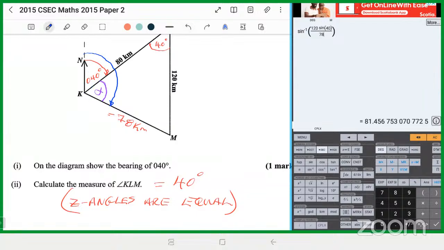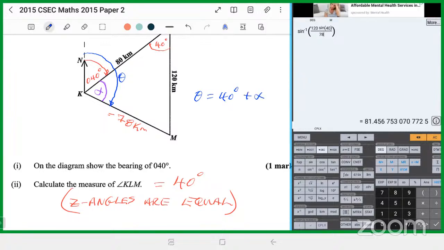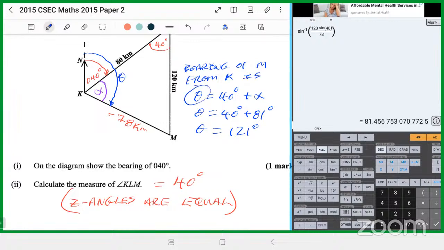Right? So if we call that bearing angle theta, then theta is equal to 40 degrees plus alpha, where alpha was 81. So that's 40 plus 81 degrees, and so it is 121 degrees. That is the bearing angle that we want. Let's tell the examiner: bearing of M from K is theta, which is 40 plus alpha from the diagram.